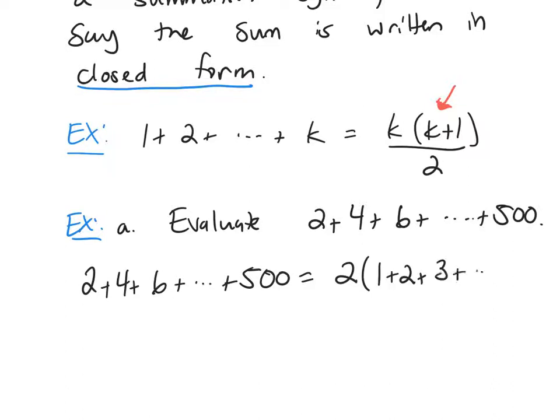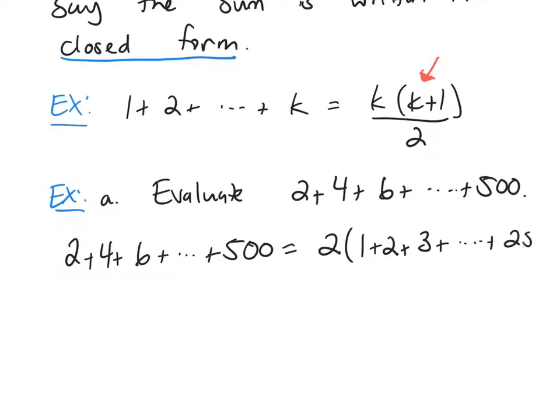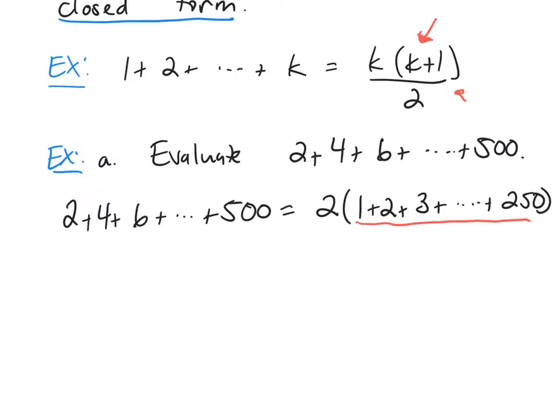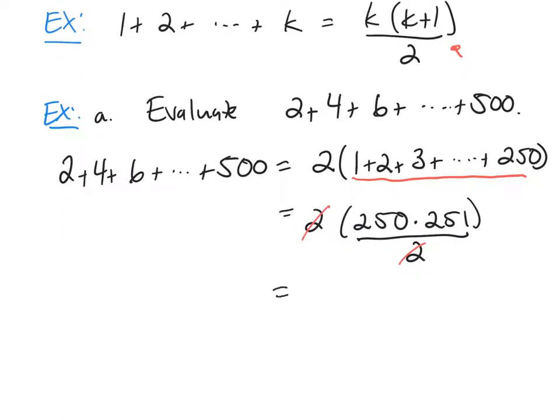And then look at what I'm left with. The sum of 1 up through 250. So for this part right here, we can use this formula to help us out, where k is replaced by 250. So this would be 2 times 250 times 251 divided by 2. So the 2's would cancel now, and the sum would equal 62,750.